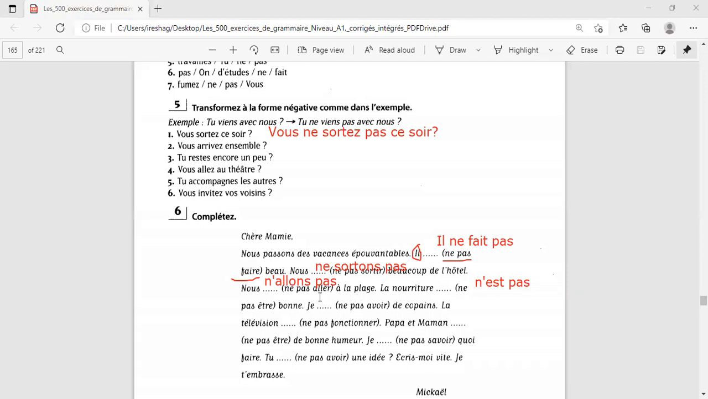And then, je n'ai pas de copains. Je n'ai pas de copains. I don't have friends. Je n'ai pas de copains is I don't have friends. La télévision ne fonctionne pas. The television doesn't function. La télévision ne fonctionne pas.